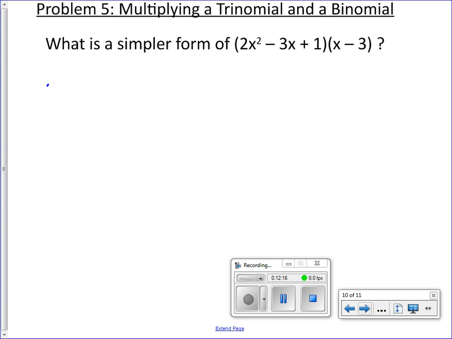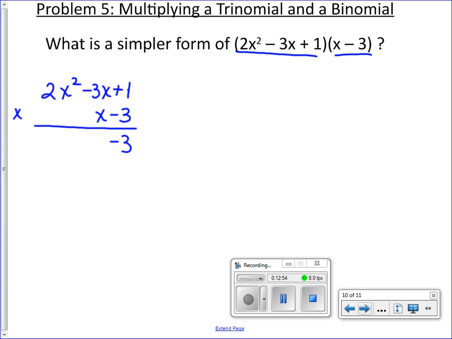I always put my bigger polynomial on top. So I'm going to write this one first, 2x squared minus 3x plus 1. And then I'm going to take my smaller polynomial, x minus 3, and write it underneath. Now, this method is just like multiplying two numbers together traditionally. First of all, you start with the negative 3. Negative 3 times the 1 gives you negative 3.